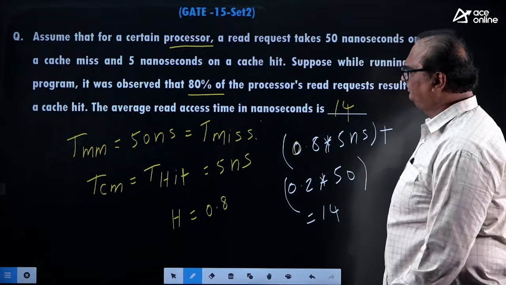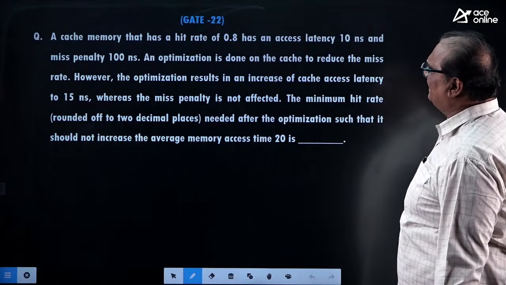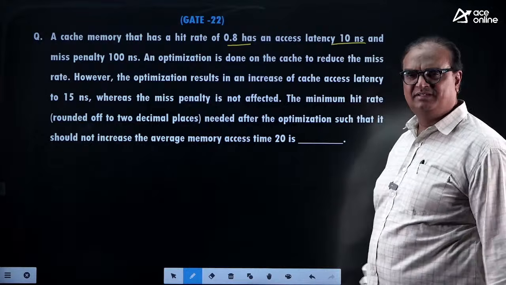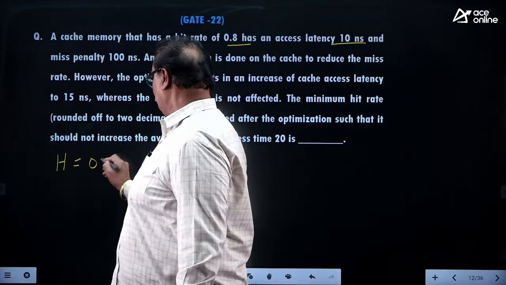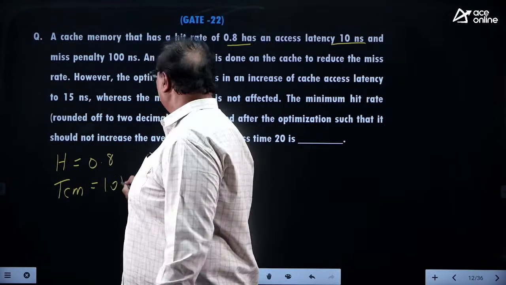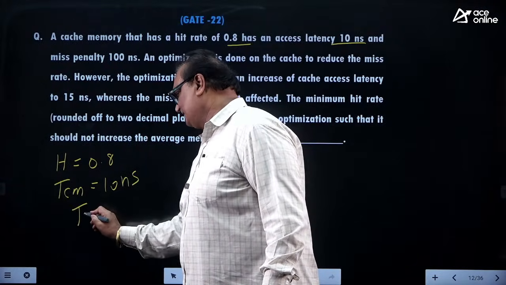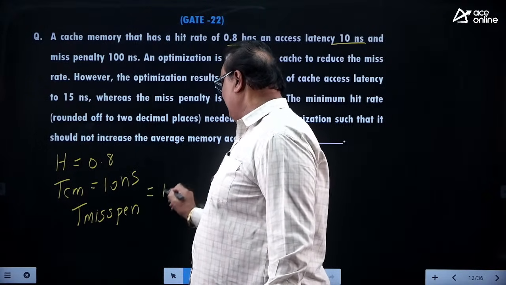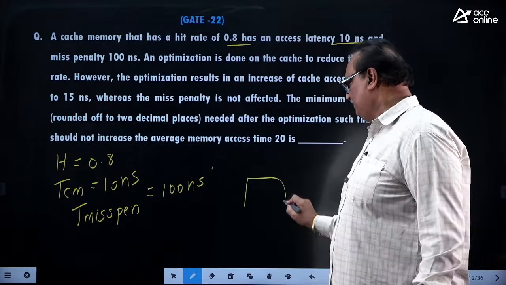Next, watch this one. It is also from cache memory. A cache memory that has a hit rate of 0.8 and access latency of 10 nanoseconds, nothing but TCM. What is the hit rate? 0.8. TCM, cache memory access time, 10 nanoseconds. Miss penalty 100 nanoseconds, means T miss penalty 100 nanoseconds. First look here, get clarity in this.